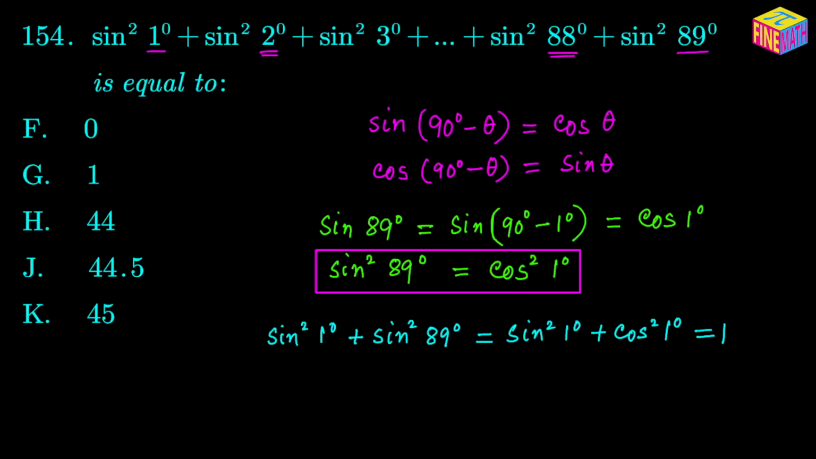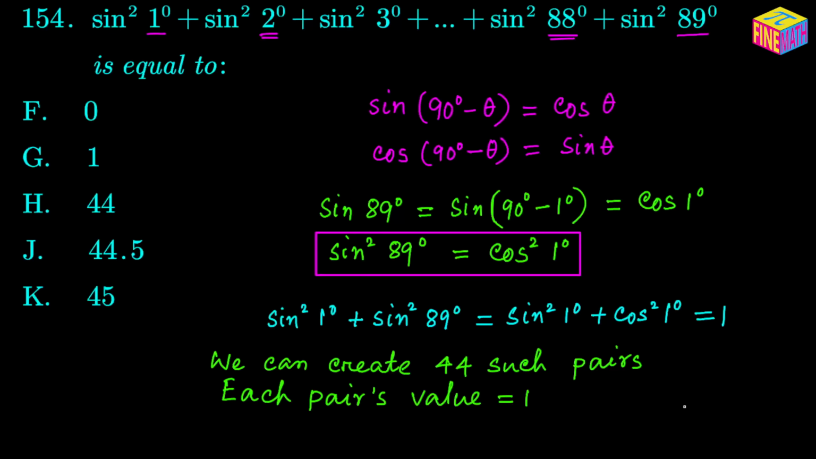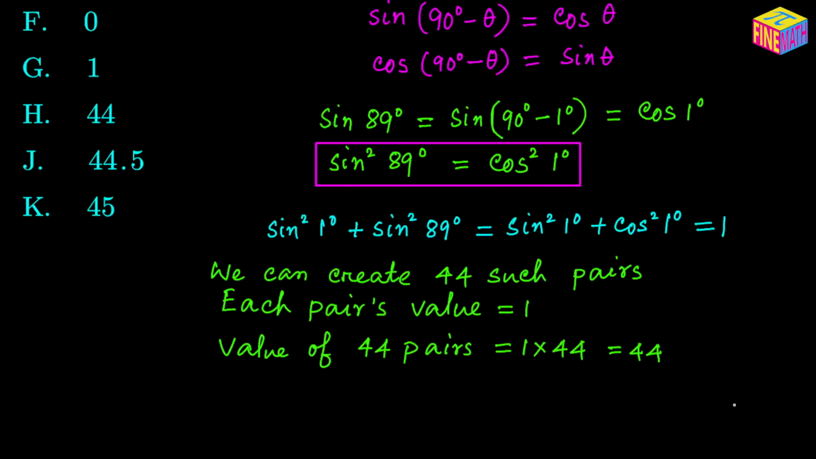So if we have 44 such pairs, let me make a note here. So we can create 44 such pairs, and each pair's value would be positive 1. So the total value of 44 pairs would be 1 times 44, that would be 44. Now apart from the 44 pairs, we also have this remaining term, which is sine squared of 45 degrees. We cannot forget about it. So sine squared of 45 degrees would be 1 over square root of 2 whole squared, and that is equal to 1/2, and we can write it as 0.5.